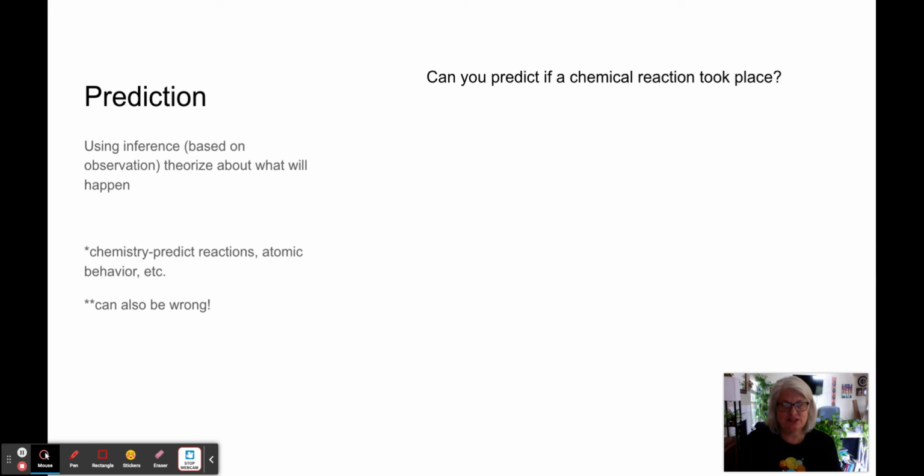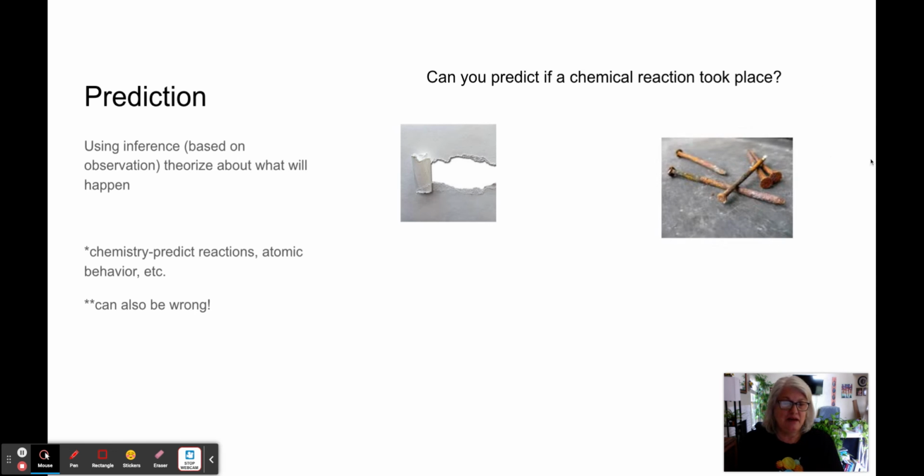I'm going to pull up some pictures. So here's the first one. This is a picture of paper being ripped. Do you think a chemical reaction took place? The truth is it did not. It's still paper, no matter if it's ripped or not. How about nails that are rusting? Do you think a chemical reaction took place when the nails rusted? It actually did. Sorry, my cat's here. This is called oxidation, and it is a chemical reaction.